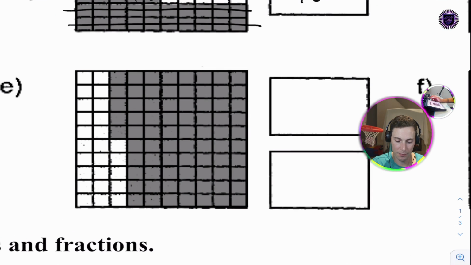Number E. Let's see. I see 7 whole rows and one half row with 5. So that's 75. So it's going to be 0.75.